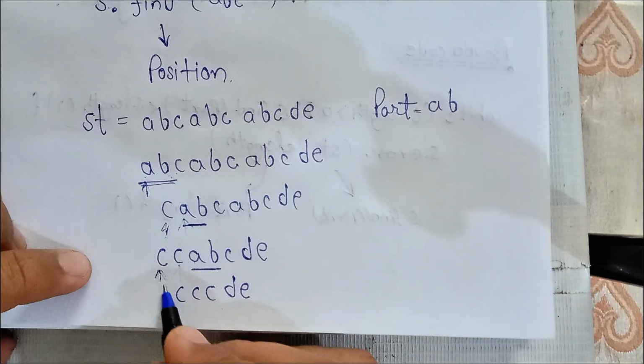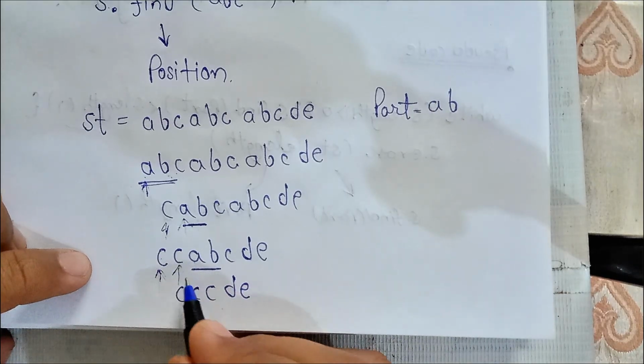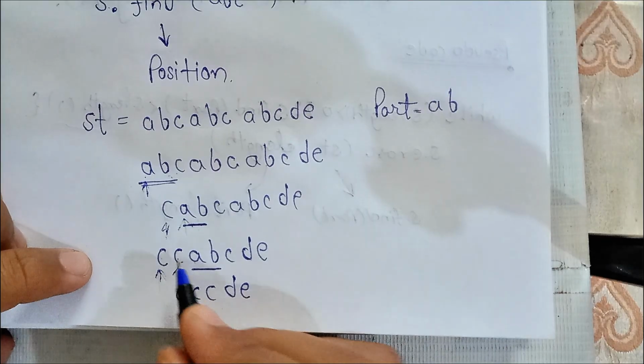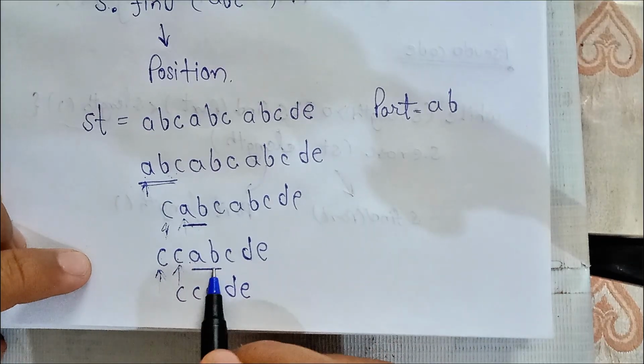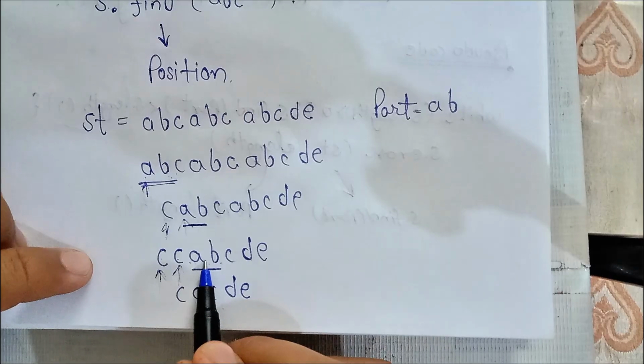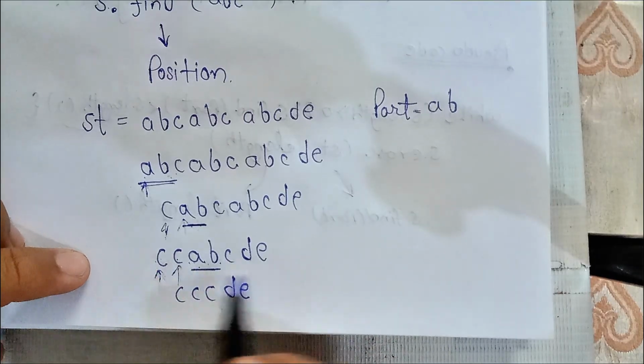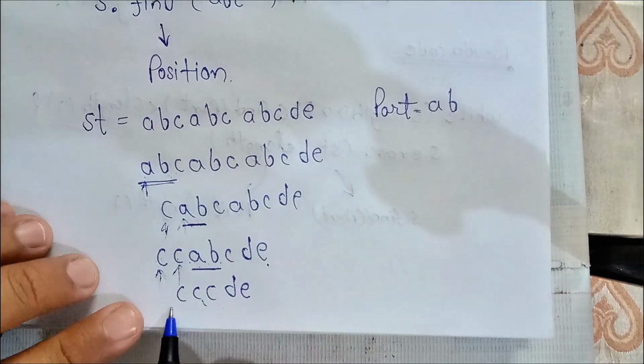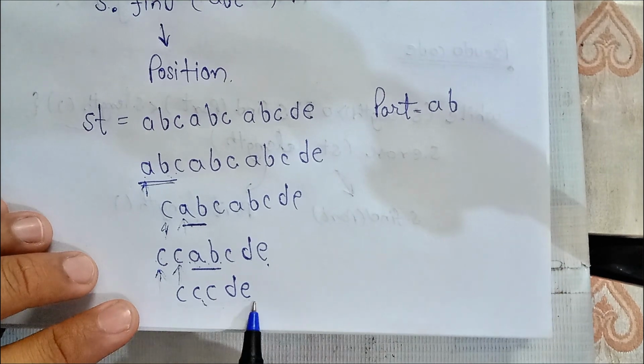So check for A. A is not here. Again we will check for A. Here also not A. But here is A, and after A we need B. B is also here. So we will erase this part and create a new string. So here we have to check, does any AB exist?